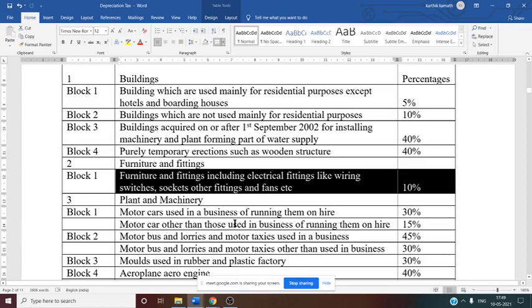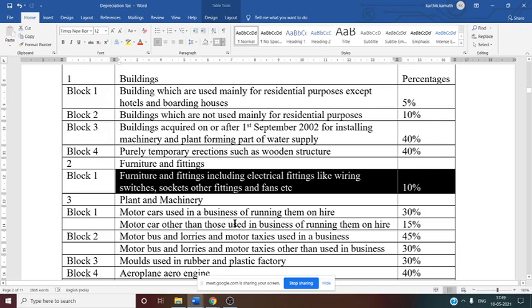So motor car, other than those used in the business of running them on hire, is 15%. Again, here we have to remember only one rate for motor car, that is 15%, that is block 1. No need of remembering the block, you just need to remember the percentage.